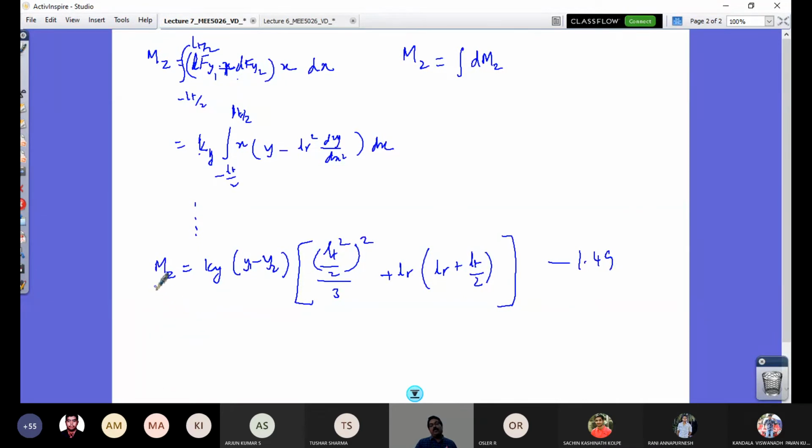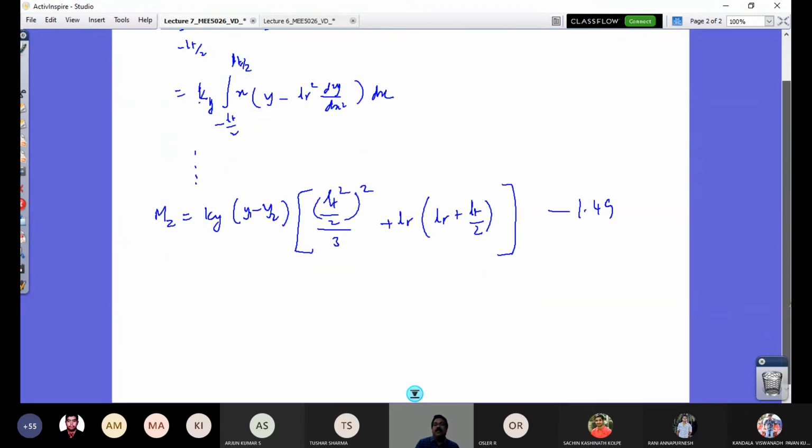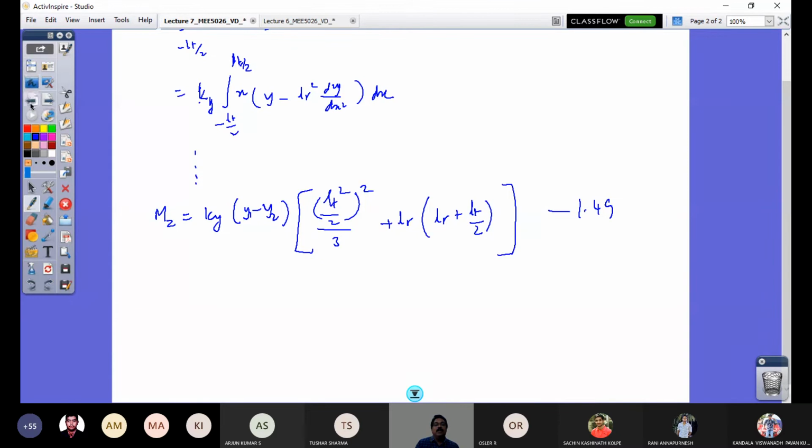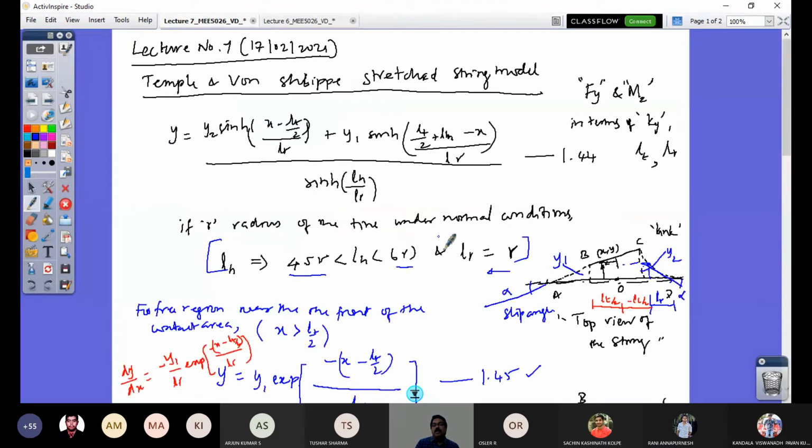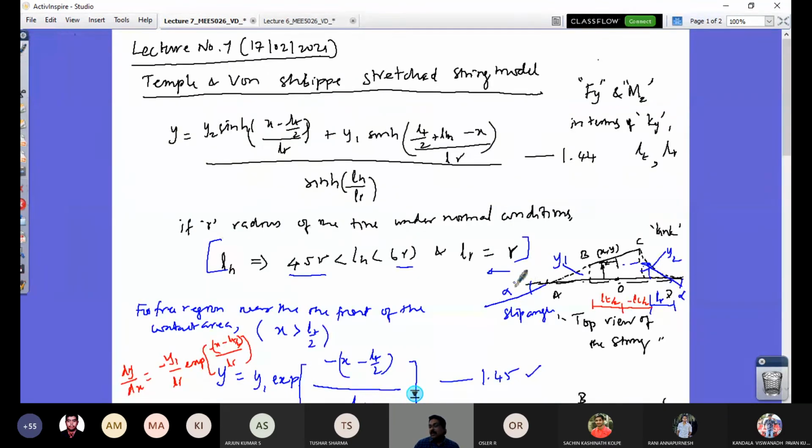So I would have my self-aligning torque here. You look at it now, it is in terms of ky, LT, LR, and y1 minus y2 is there. So I have to eliminate this y1 minus y2. If I eliminate it, I can express this only in terms of ky, LR and LT, right? So how do I eliminate that? For that, I have already defined here the slip angle. So slip angle is alpha. For a smaller slip angle, it is tan alpha. So tan alpha is equal to alpha for a smaller slip angle.